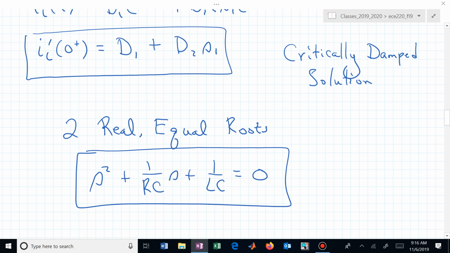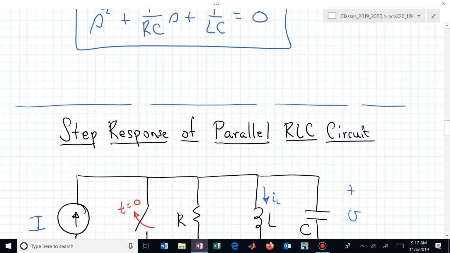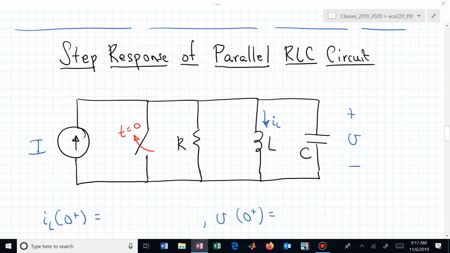Which structure we assume depends on what we end up with for roots from that equation. Now we know how this circuit naturally behaves if we initialize the inductor current and capacitor voltage in the parallel RLC form. We have three different ways that it can behave: overdamped, critically damped, and underdamped.